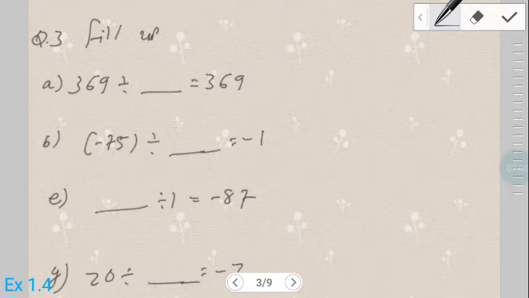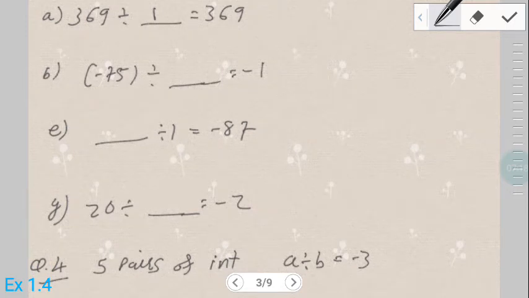Question 3, fill-ups. 369 divided by what number should I divide to get again 369? So I'll simply multiply by 1, so I'll get the same number. And 71 divided by what number, so I'll get 1? So simple, 71 divided by 71, so it becomes 1. And for the sign, minus plus minus, so it will be plus 75.